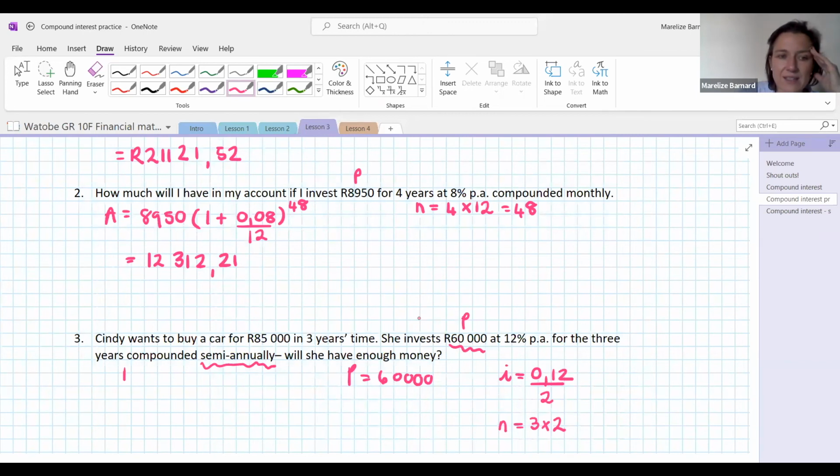So let's see if Cindy can afford this car. Some of you seem to say that she can. She's getting just over 85,000. Let's see. Some of you are saying that she is like tripling her money, and I think you need to relook your calculations.